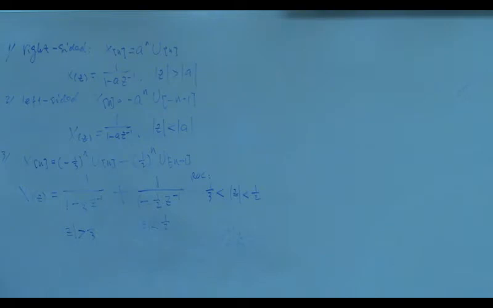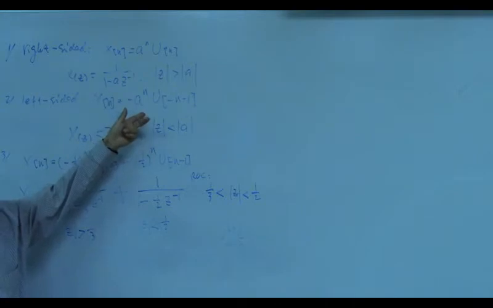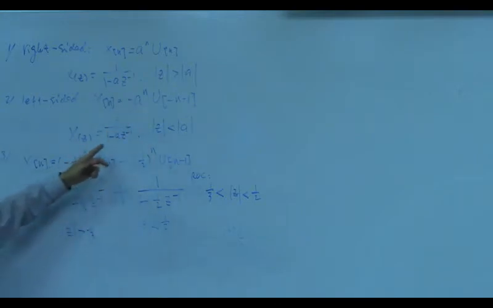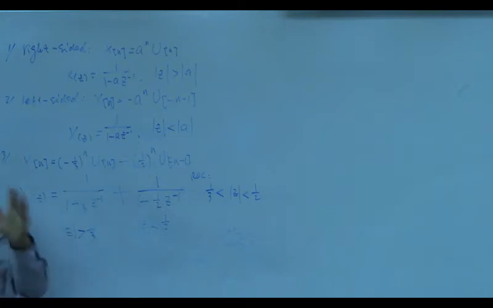Make sense? So keep in mind, you can see from example 1 and example 2, different signals, right-sided and left-sided, can have the same Z transform, except they have different regions of convergence. So once you calculate the Z transform, you need to state the region of convergence. Otherwise, it may not be correct. Okay.